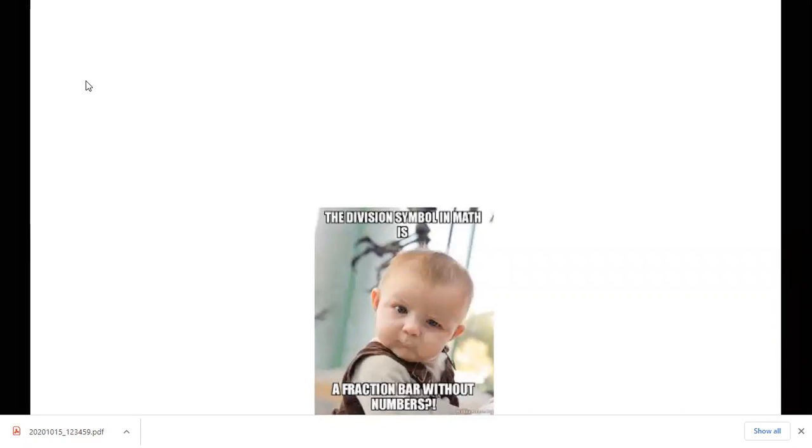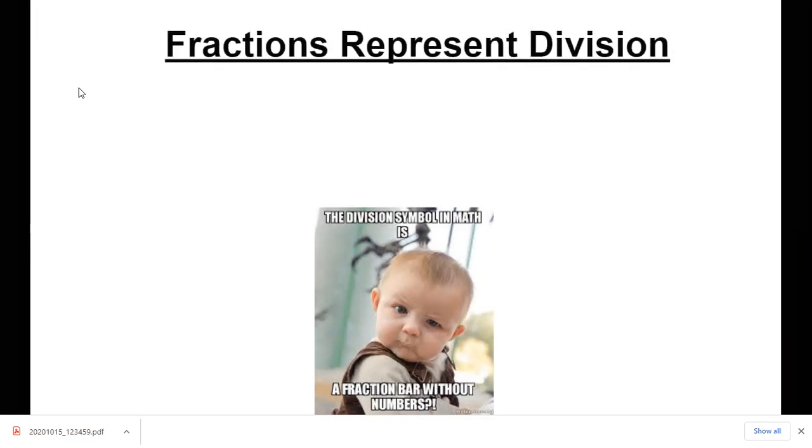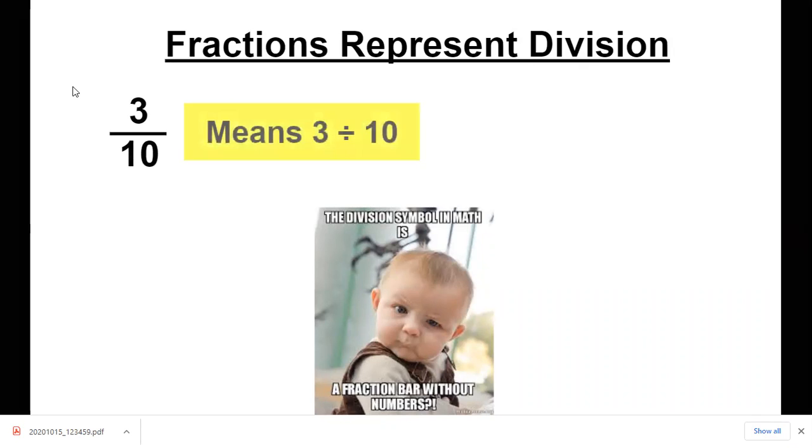Okay, here's my little baby that says the division symbol in math is a fraction bar without numbers. That will make sense to you now when I show you this. So a fraction is really a division problem. What do I mean by that? Well, here's 3/10, and that is really 3 divided by 10. It's going to be a number less than 1 because a fraction is a number less than 1.